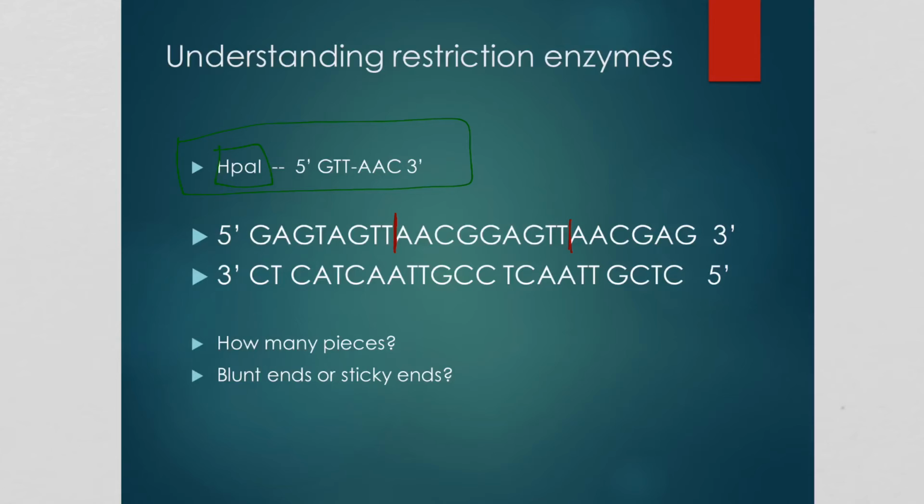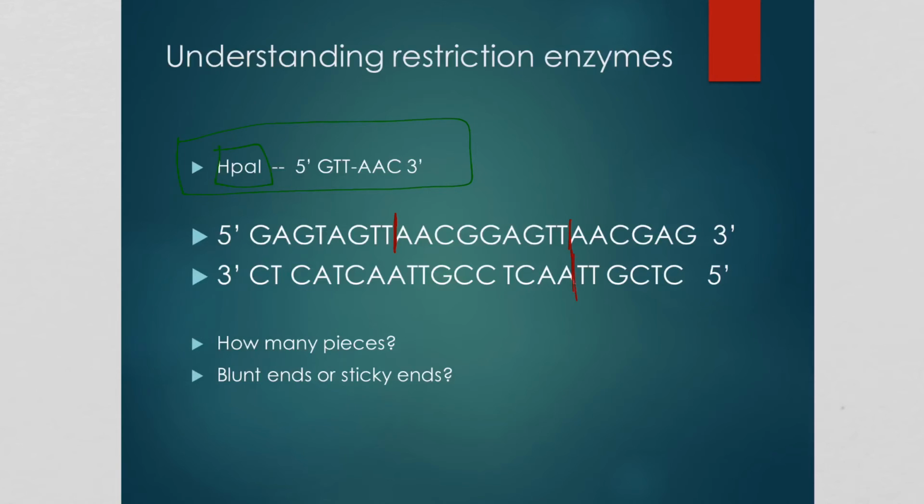I also need to do the same to my bottom strand. So let's read the bottom strand and look for GTT, AAC. I see it right here running backwards because remember, 5 to 3, the bottom strand runs backwards. GTT, AAC, cut between the T and the A. So I'm going to make a cut.